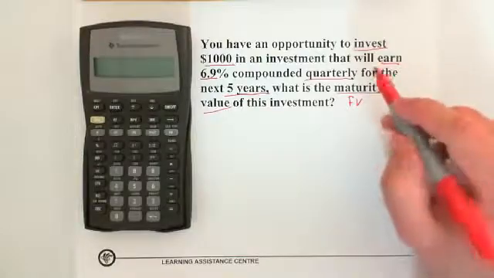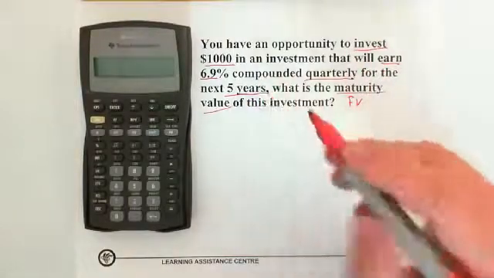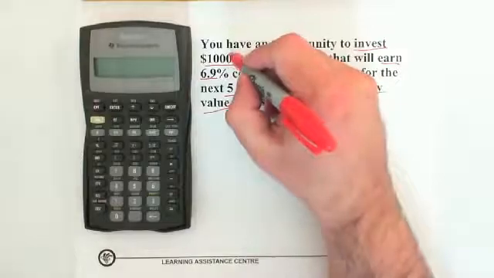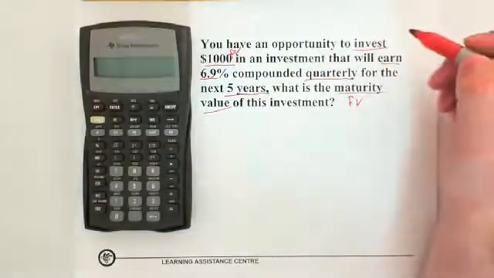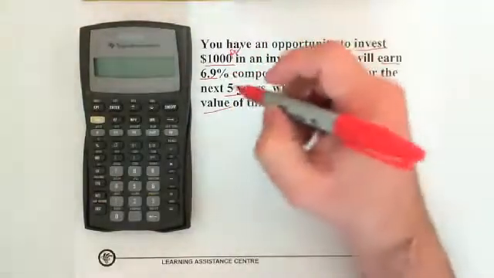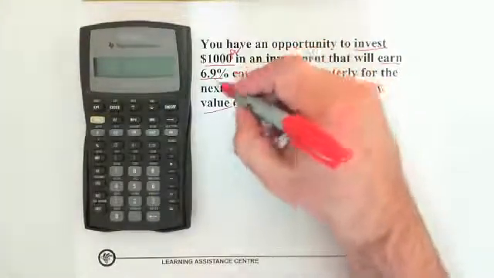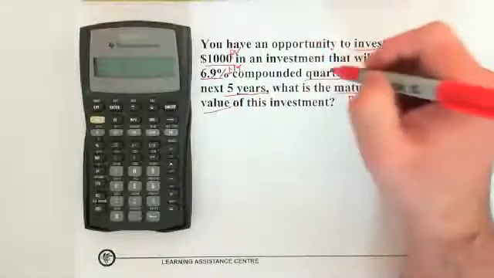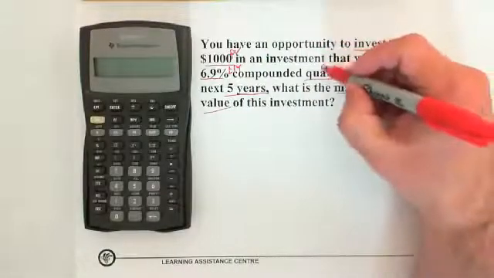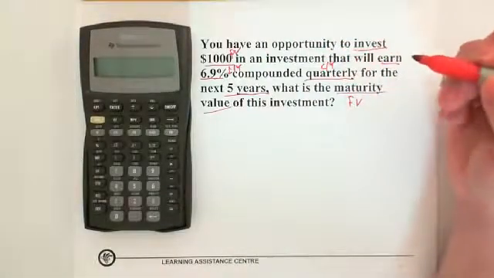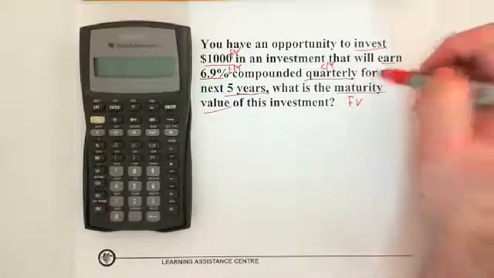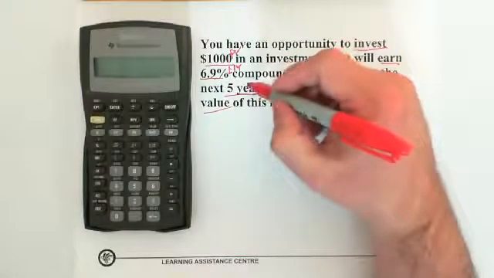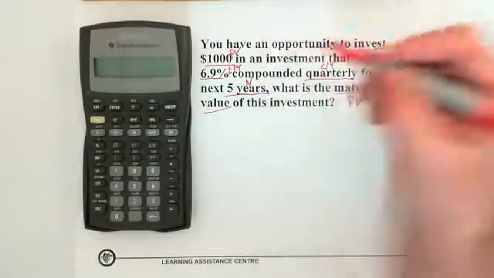So then if we want to invest $1,000, this then must be our present value. We will earn 6.9%, so this is our percent, so this will be our interest, our IY. And then compounded quarterly, so this is our CY, compounding periods per year. And then for the next 5 years, so the 5 years, this will be our N.